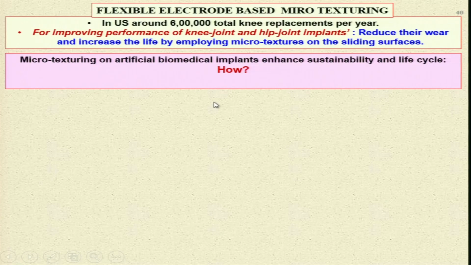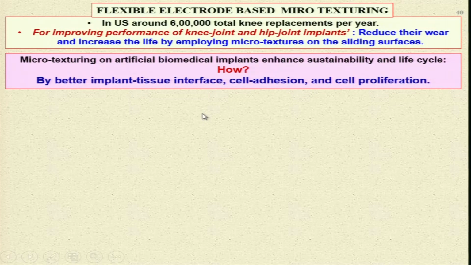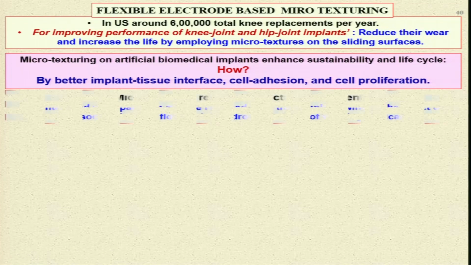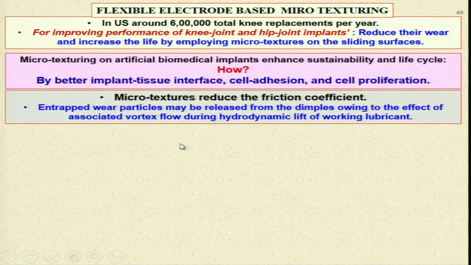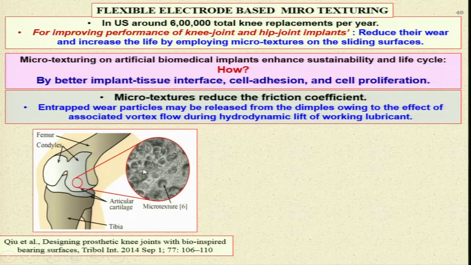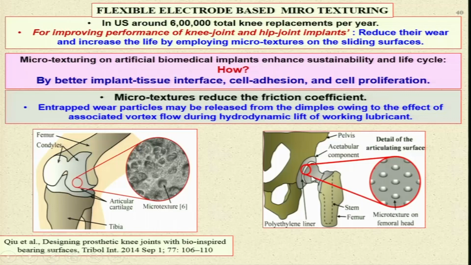Microtexturing on artificial biomedical implants enhances sustainability and life cycle. The question is how? By better implant tissue interface, cell adhesion and cell proliferation. Microtextures reduce the friction coefficient, and entrapped wear particles may be released from the dimples. You can see here, very important, these are the micro dimples that have been created on the implants, and this is a knee joint. This is the hip joint, these are the dimples that have been created over here, and because of this textured surface the friction will be reduced.